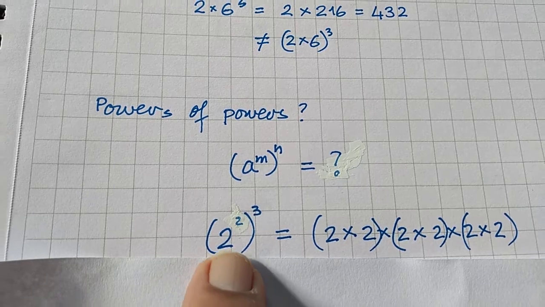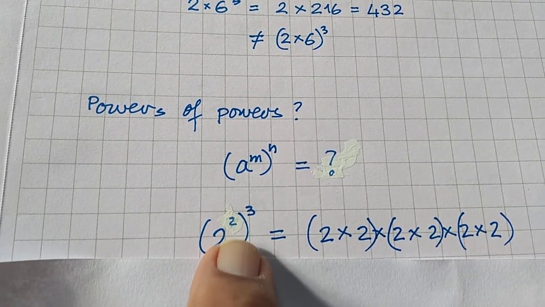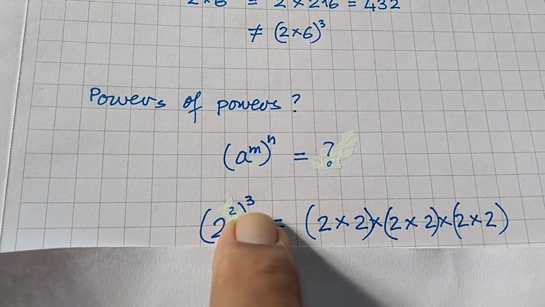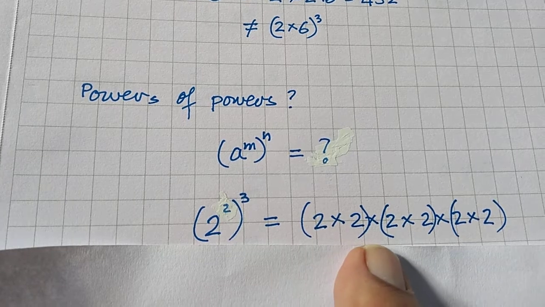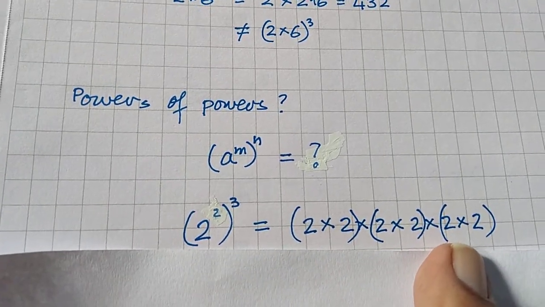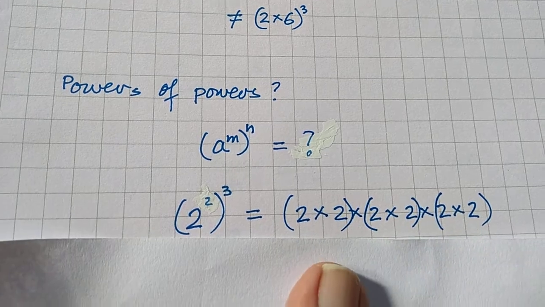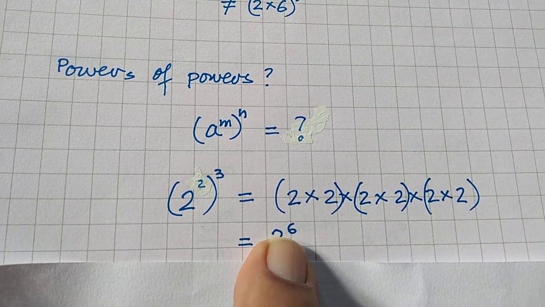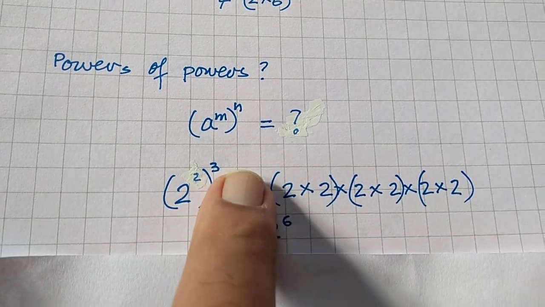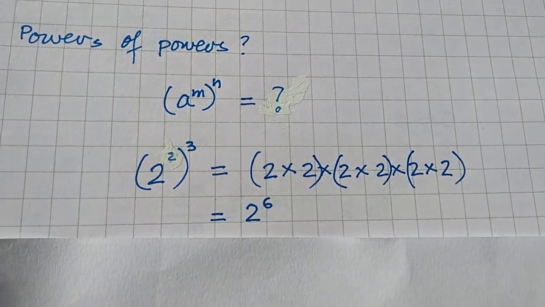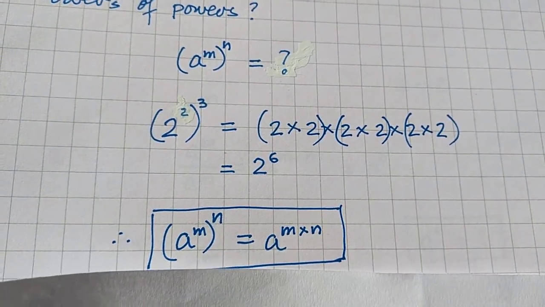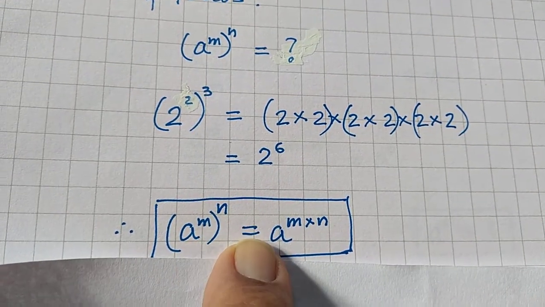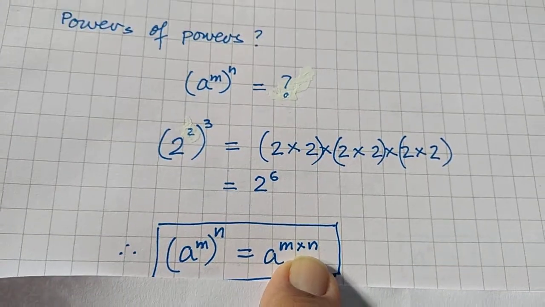So let's take 2 to the power 2, the whole thing raised to the power 3. The first thing we do is 2 to the power 2, so we take 2 into 2. But then we have to multiply that 3 times by itself. So we have 2 into 2 into 2 into 2 into 2 into 2. What is this equal to? This is very simply equal to 2 to the power 6. Do you see a relationship between this 6 and 2 and 3? Yes, 2 into 3 is equal to 6. So we come to the rule: a to the power m, the whole thing raised to the power n, is equal to a to the power m into n. Remember, this is multiplication here.